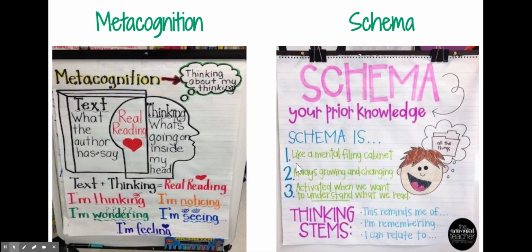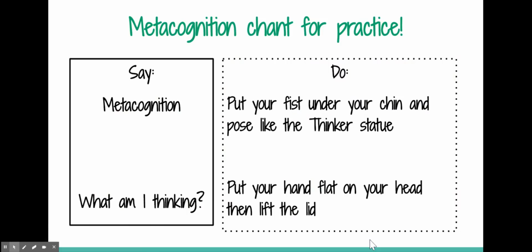So you have to have metacognition, what you are thinking, plus schema to really make a connection with what you're reading in the text. We have a chant that we're going to practice to remember what metacognition is. You're going to say metacognition. What you're going to do is put your fist under your chin and pose like the thinker statue.